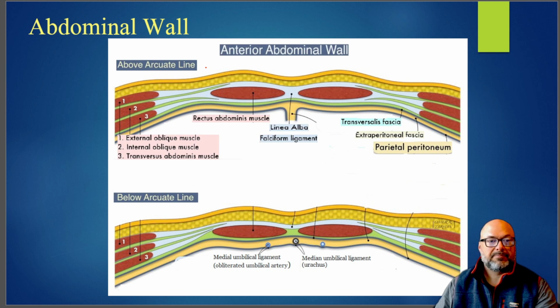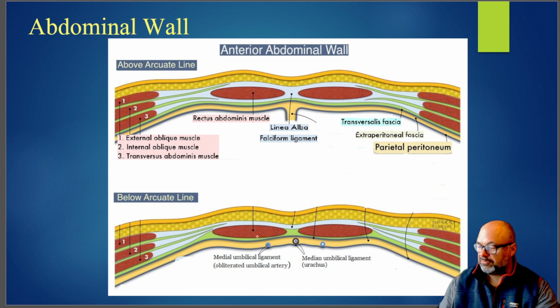So above the arcuate line, we're not going to spend much time here, but again, we've got external oblique, internal oblique, and transversus. And again, it's this one in the middle, the internal oblique, that is split and divides over the anterior and posterior aspect of the rectus muscle here. But we're really going to be down here below the arcuate line for most all of our work. And when we're above the arcuate line, it's mainly for vertical incisions, so we would just be right here, kind of coming through linea alba itself.